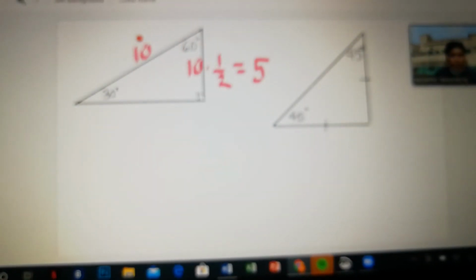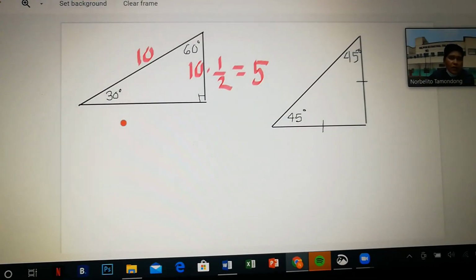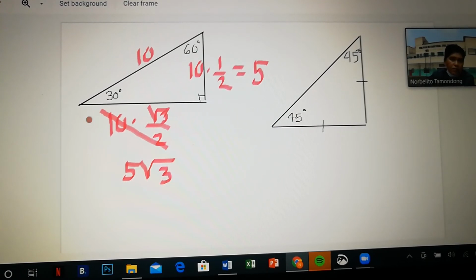So therefore, how to find the longer leg given the hypotenuse? Multiply by square root of 3 over 2. 10 times square root of 3 over 2, which is equal to 5 square root of 3. So just cancel 2, 5 square root of 3.